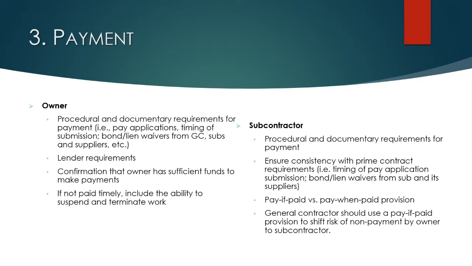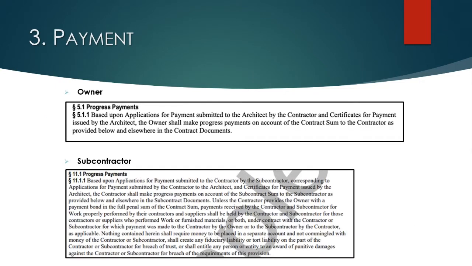that shifts the risk of payment from the owner to the sub versus from you to the sub, because if the owner isn't paying you, then you should have language in there that you have no obligation to pay your subcontractor. So if at all possible, you want to include a valid and enforceable pay if paid provision in your subcontract.